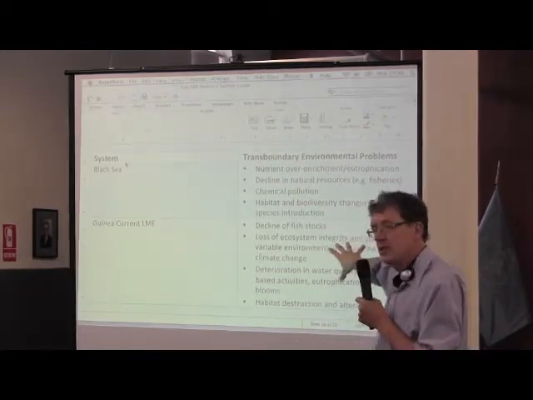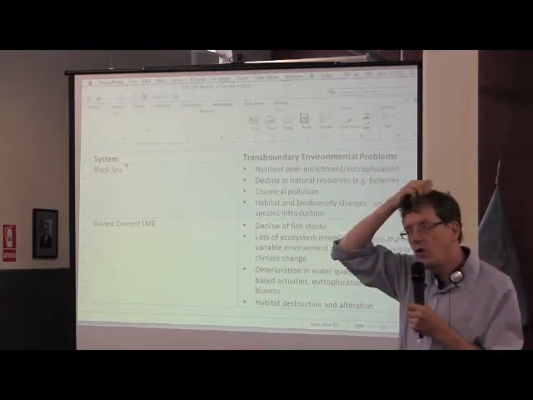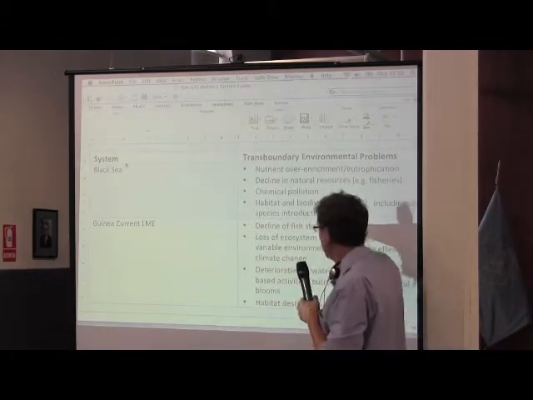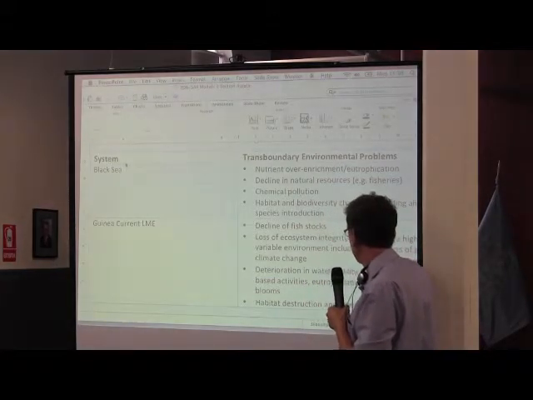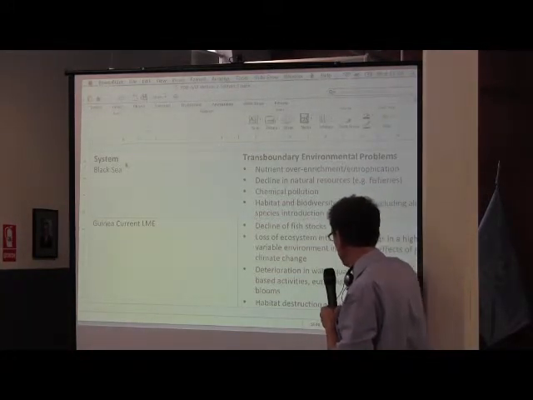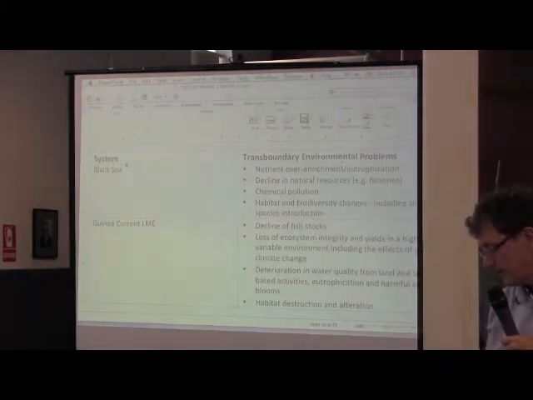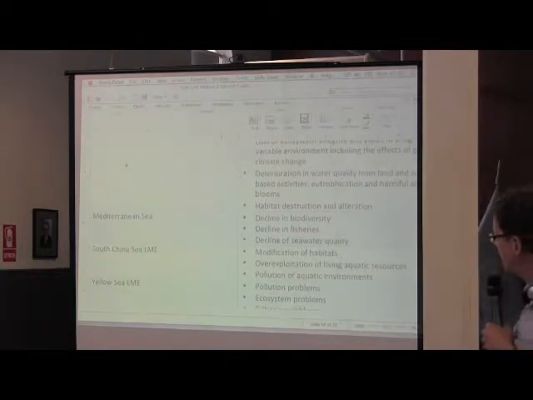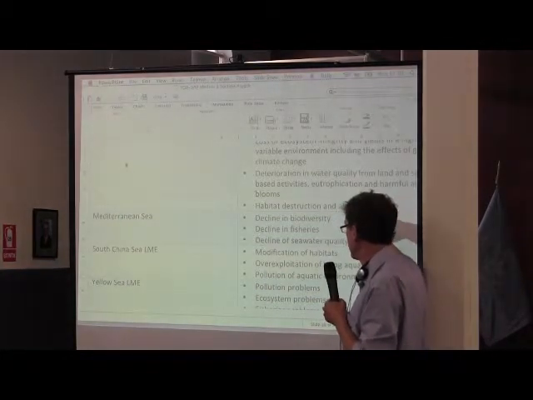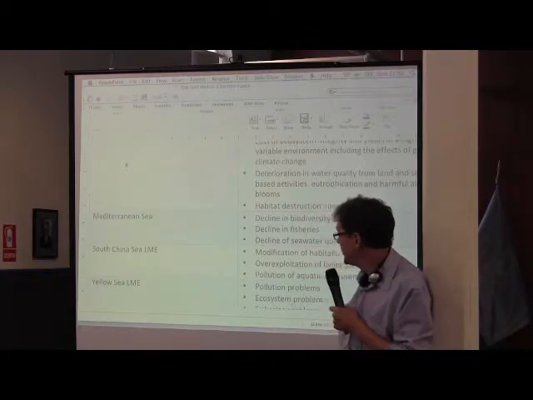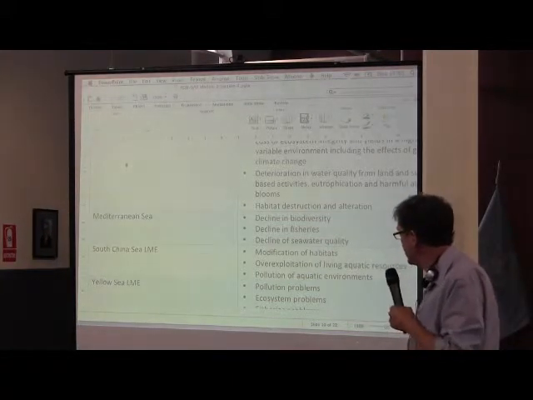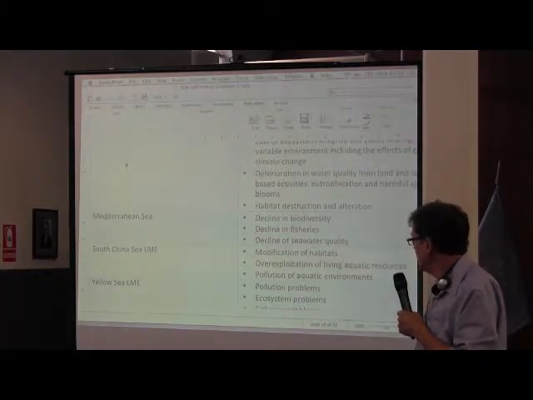If we look at the Guinea Current large marine ecosystem, so this is the current off the west coast of Africa, sub-Saharan Africa: decline of fish stocks, loss of ecosystem integrity, deterioration in water quality from land-based sources, eutrophication and harmful algal blooms, habitat destruction and alteration. The Mediterranean Sea had three transboundary problems: decline in biodiversity, decline in fisheries, decline of seawater quality. The South China Sea large marine ecosystem: modification of habitats, overexploitation of living aquatic resources, pollution of aquatic environments.